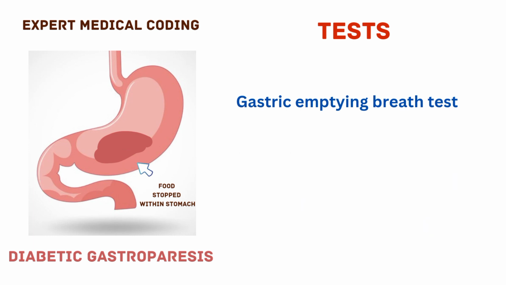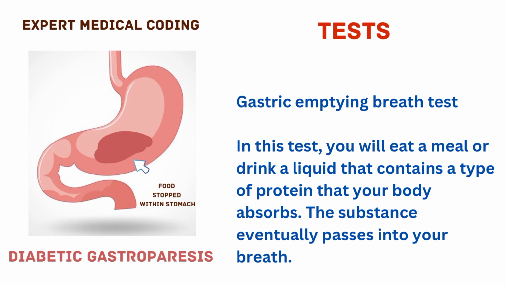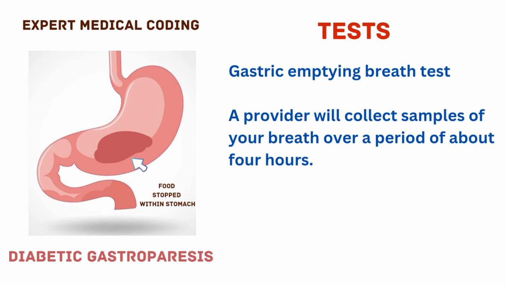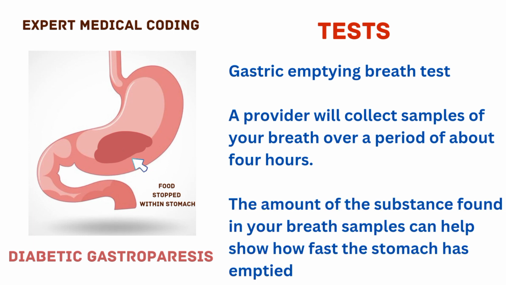The next test is the gastric emptying breath test. In this test, you'll eat a meal or drink a liquid that contains a type of protein that your body absorbs. The substance eventually passes into your breath. A provider will collect samples of your breath over a period of about 4 hours. The amount of the substance found in your breath samples can help show how fast the stomach has emptied.